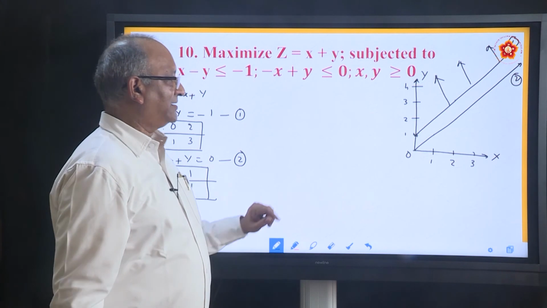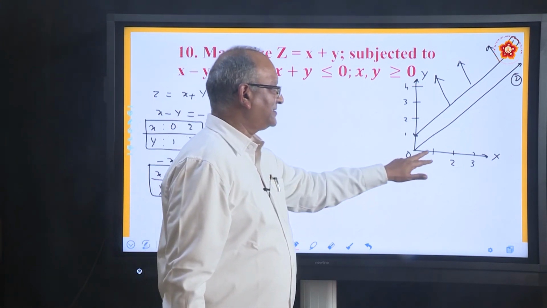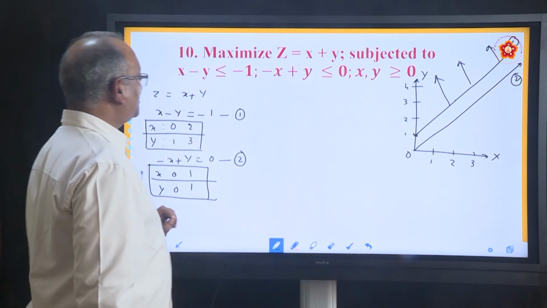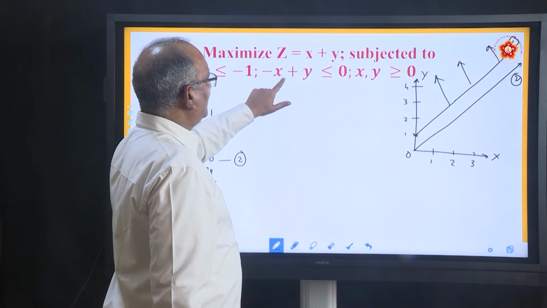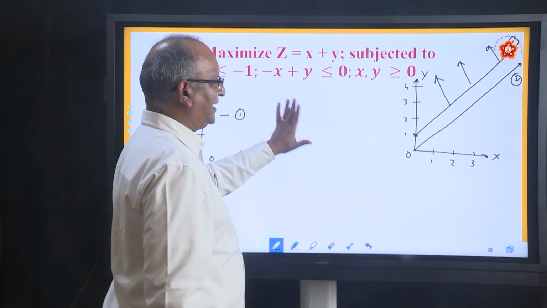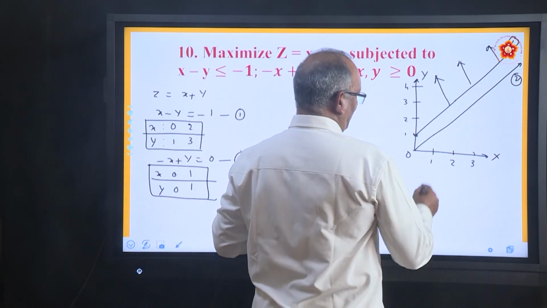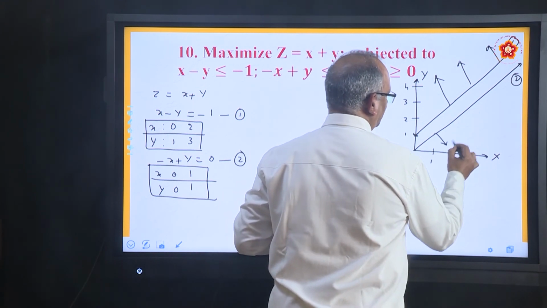Come to the second line. Since it is passing through 0, don't take 0, take anything else. Let us say this point 1, 0. Substitute in the second one, 1, 0. Minus 1 plus 0 is less than 0. Minus 1 is less than 0, which is correct. So, you have to shade the side where this point is. So, you have to basically shade the opposite.